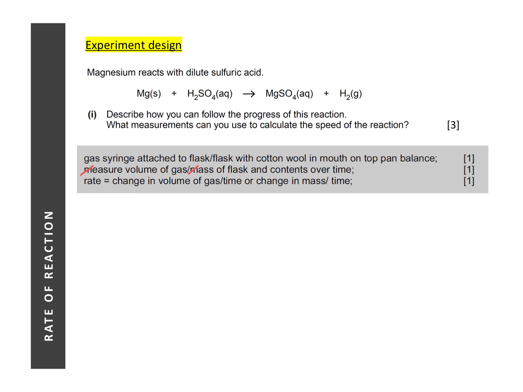The setup for measuring the volume of gas, you need a gas syringe. This is the most basic of setup. And then for measuring the change in mass, you need a flask on an electronic balance with a cotton wool to prevent any liquid from coming out, but at the same time allowing the gas to escape into the air. For the respective setups, we can then find rate as the change in volume of gas per unit time, or the change in mass per unit time.